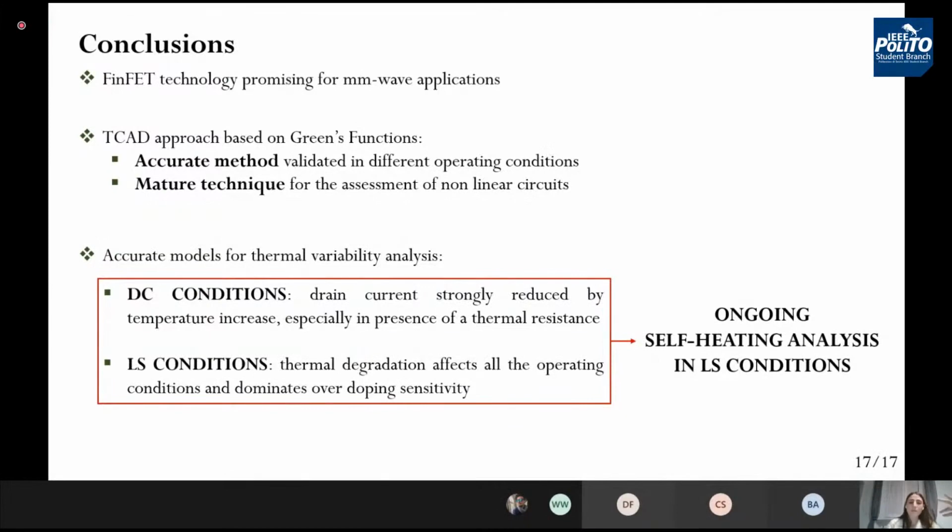A future work can be the extension of the self-heating analysis to the large signal conditions.